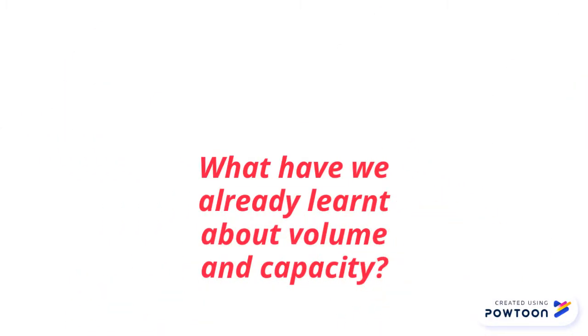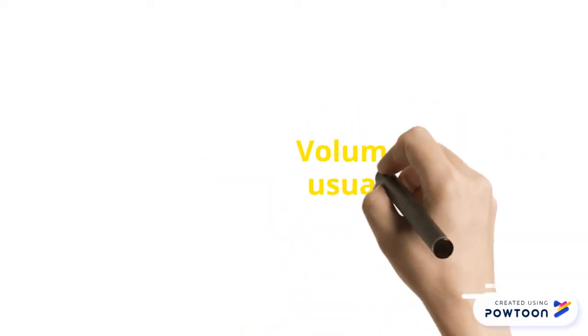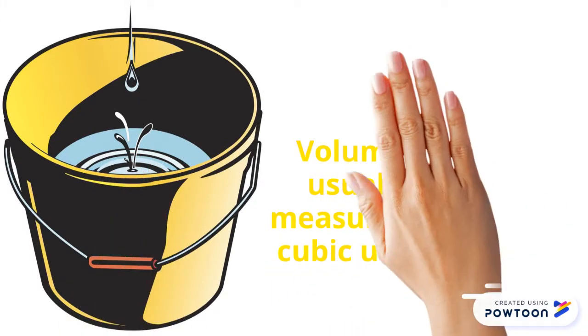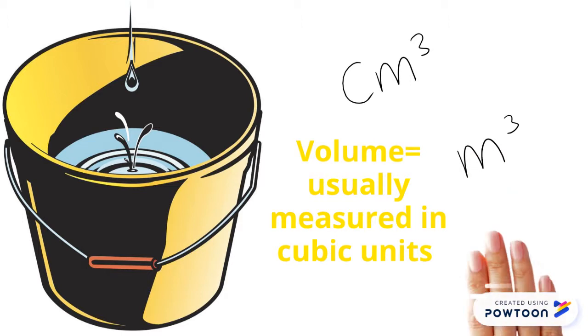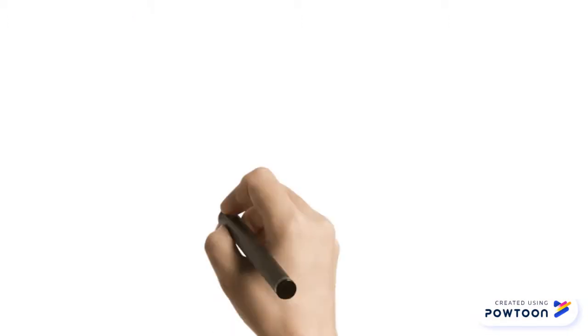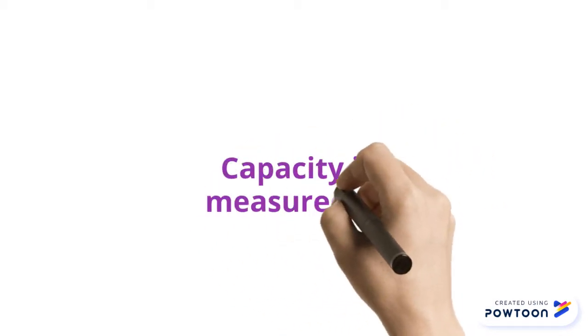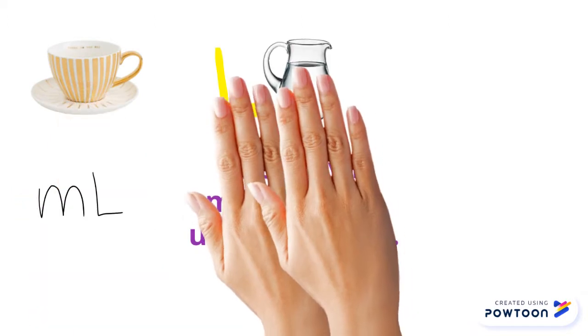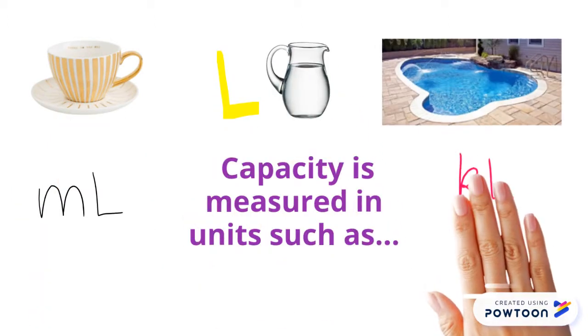Remember, we already know that volume is the amount of space occupied by an object or substance and is usually measured in cubic units such as cubic centimetres and cubic metres. We also learnt that capacity refers to the amount a container can hold and is measured in units such as millilitres, litres, and kilolitres.